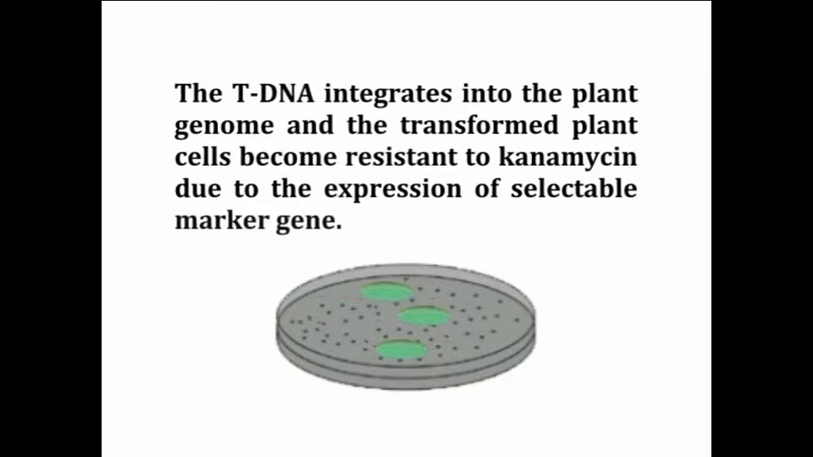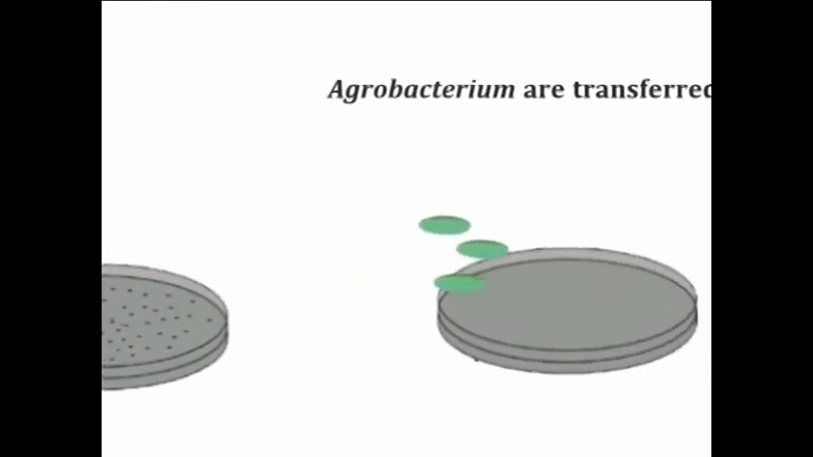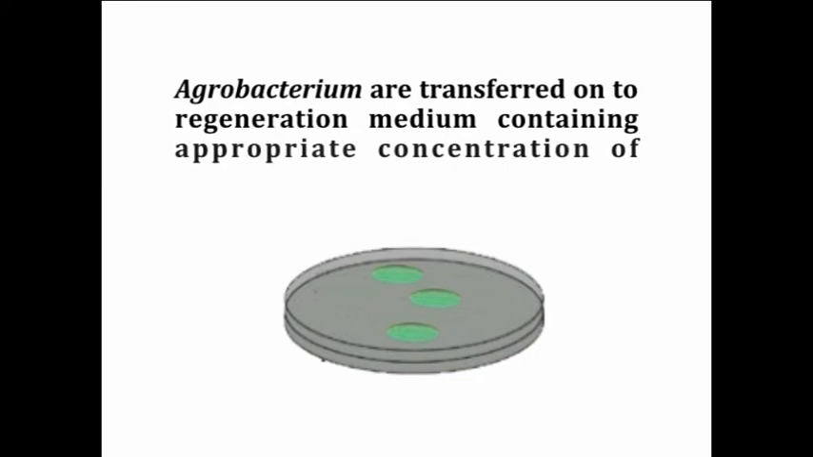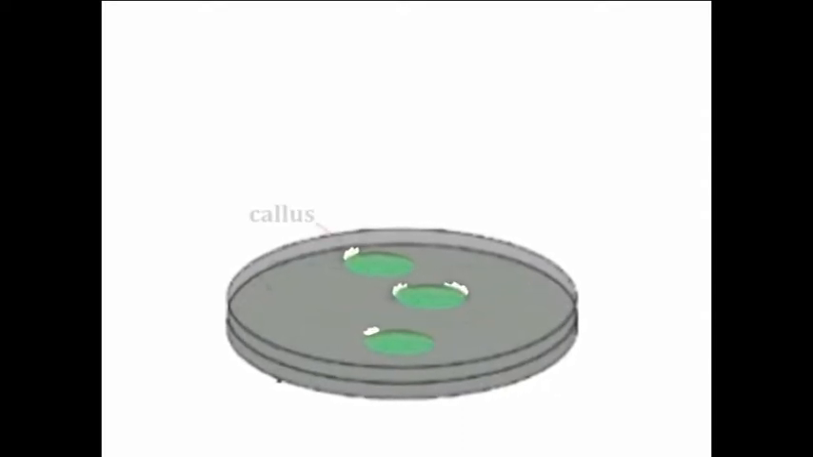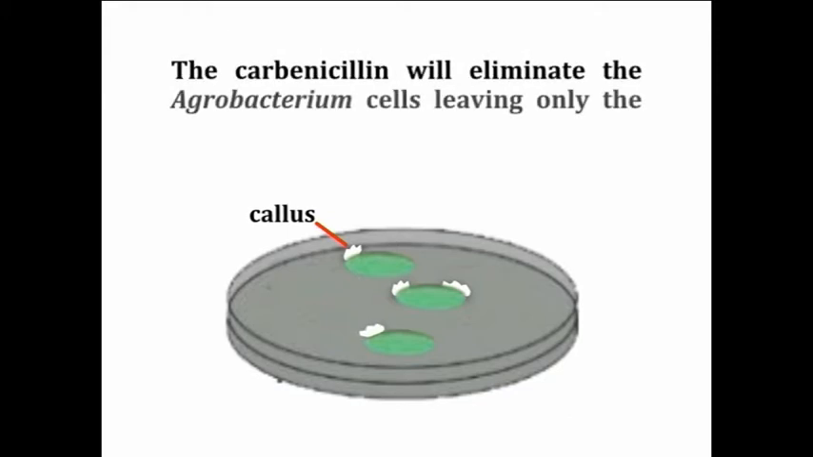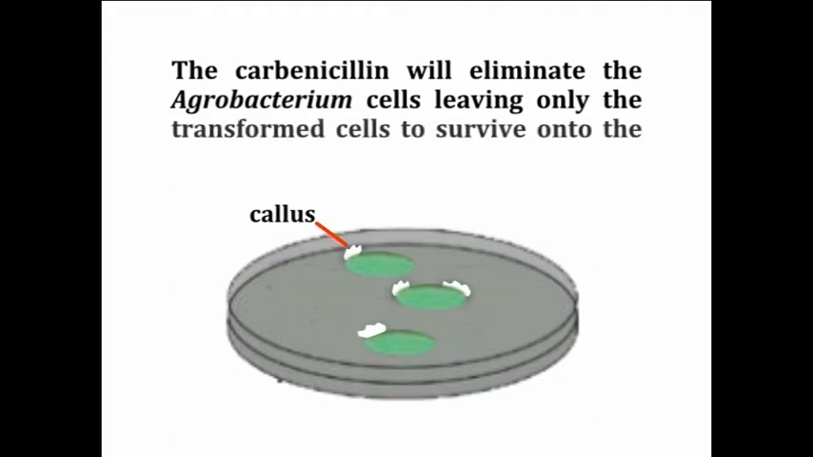and the transformed plant cells become resistant to kanamycin due to the expression of selectable marker gene. The leaf discs after 2 days of co-cultivation with the Agrobacterium are transferred onto regeneration medium containing appropriate concentration of kanamycin and carbenicillin. The presence of kanamycin in the medium will kill the non-transformed cells, allowing only the transformed cells to grow. The carbenicillin will eliminate the Agrobacterium cells, leaving only the transformed cells to survive on the medium.